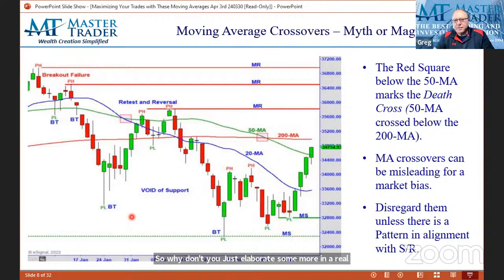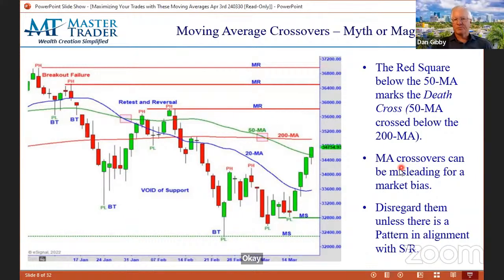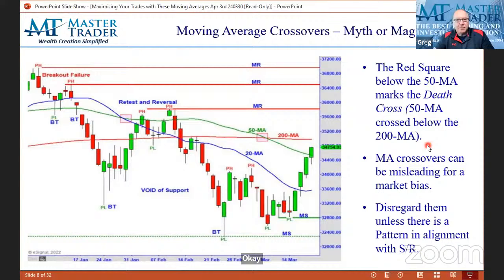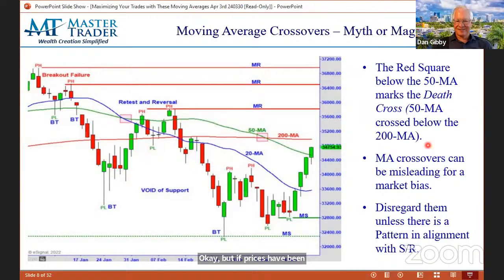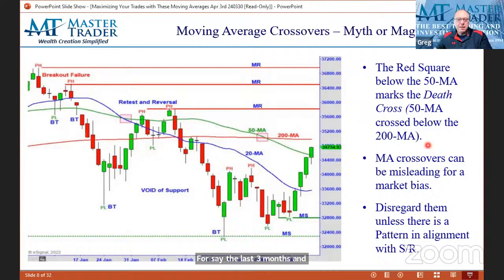Well, what's a death cross? So for those that don't know, a death cross is the 50 MA crossing under the 200 MA. Is there magic there? If you approach it from the point of view just explained, if this is the intermediate term trend and it's crossing under the long-term trend, well, that's a negative. But if prices have been declining for, say, the last 3 months, and now it crosses and it's near support, hello, it's already gone too far.